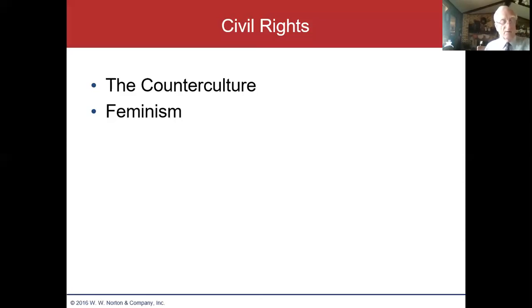Basically, hippie fashion. In order to not follow the standard stuff, you had to follow different standards. So long hair and different kind of clothing. Basically, beards were a big thing.